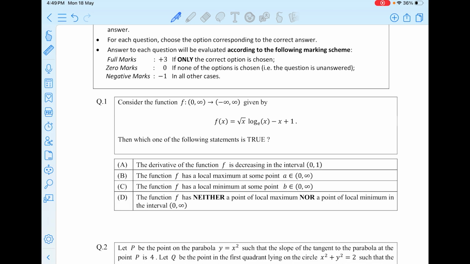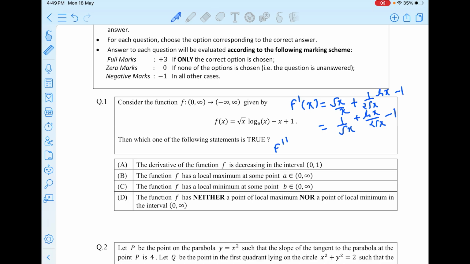So this function they have given, and they are asking whether this function has local maxima, local minima, and about the derivative of this function. First you differentiate this. If you differentiate, what will you get? Root x by x plus 1 by 2 root x ln x minus 1. So this will become 1 by root x plus ln x by 2 root x minus 1. Now option 1 is about the derivative of this function.